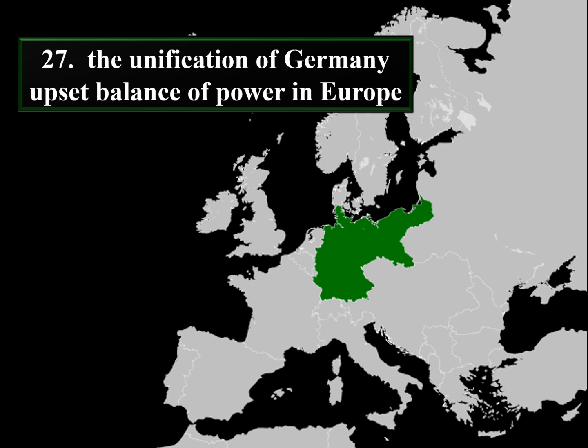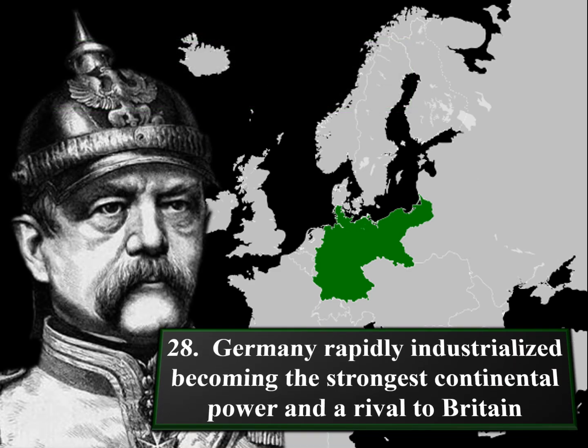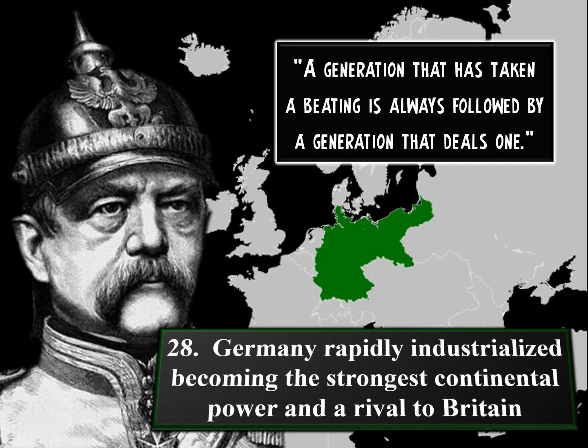The unification of Germany will upset the balance of power in Europe. That balance of power that had been established at the Congress of Vienna is now all topsy-turvy. Germany rapidly industrialized, becoming the strongest continental power and a rival to Great Britain. And Otto von Bismarck says, a generation that has taken a beating is always followed by a generation that deals one.